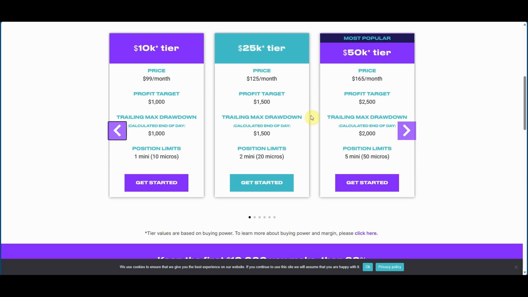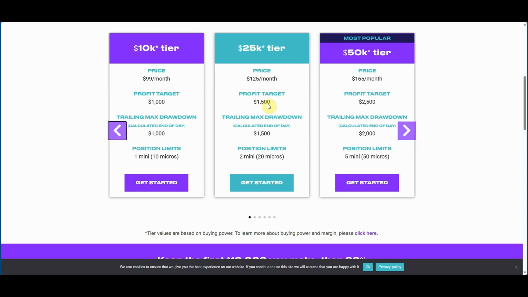So, 25K tier. Again, we've got a 1-to-1 profit target versus trailing max drawdown. So you've got 20 micros and 2 minis. That means, for example, on the minis, you can place 2 trades or 2 orders compared to just a single one. So you do have a little bit of potential to perhaps scale into a trade, and aiming for that $1,500 target. That's an extra $26 US per month to access this one.